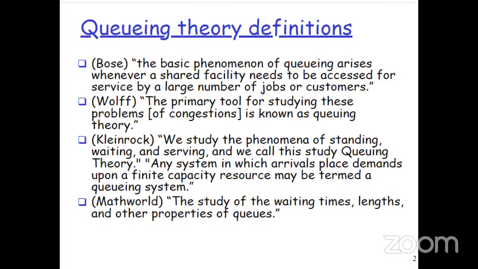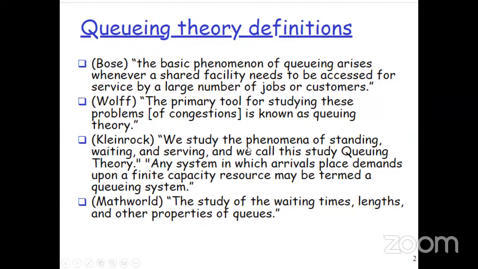Many people have given many definitions. What is queuing theory? Bose: the basic phenomenon of queuing arises whenever a shared facility needs to be accessed for service by a large number of jobs or customers. Wolf: the primary tool for studying these problems is known as queuing theory. That is congestion. The primary tool for studying congestion problems is queuing theory.